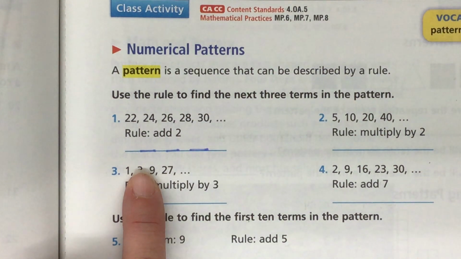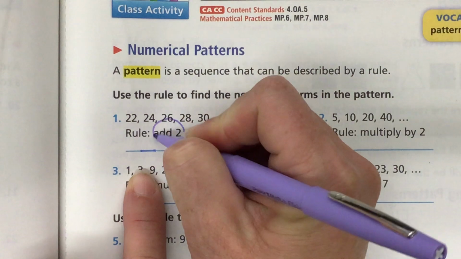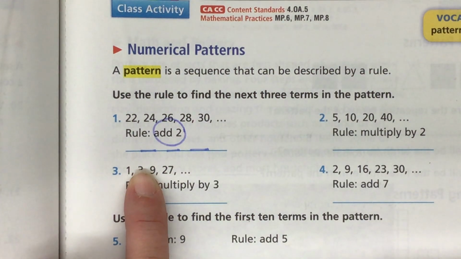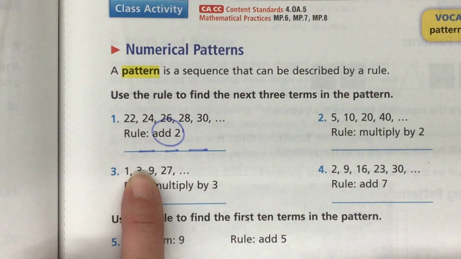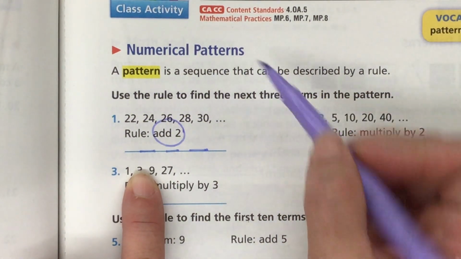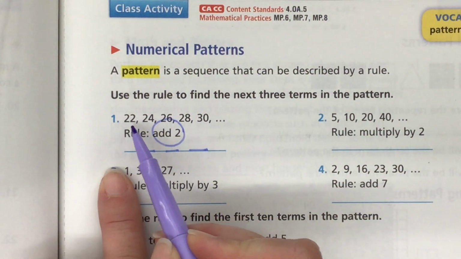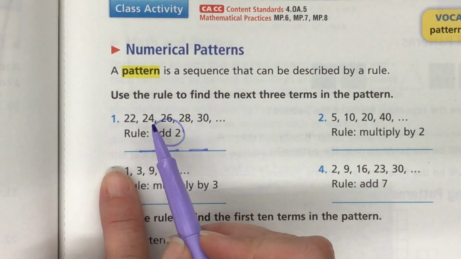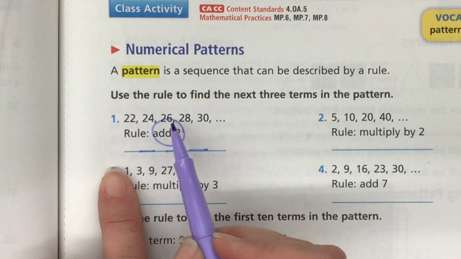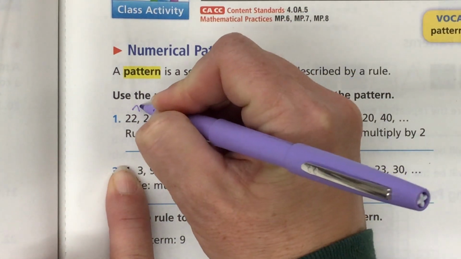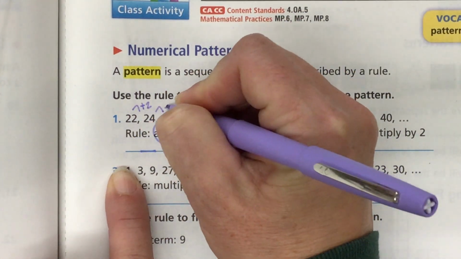Here's the rule. Add 2. It's especially easy when they tell you the rule. Sometimes you have to figure it out for yourself. So what they're saying is, between the terms, so these are the terms. 22 is a term. It's basically just the number in the pattern. 24 is the term. 26 is the term. 28 is the term. Between each term, they're just adding 2.